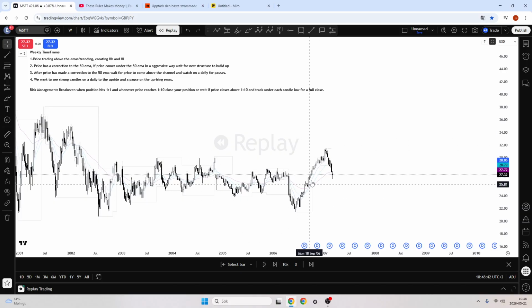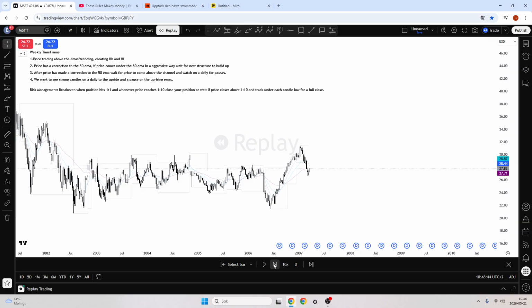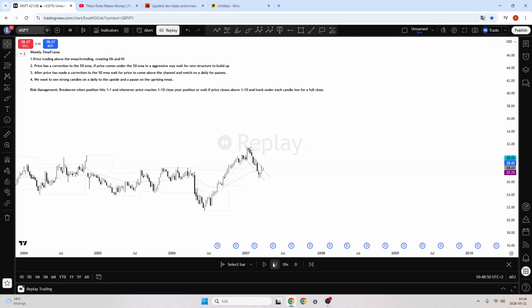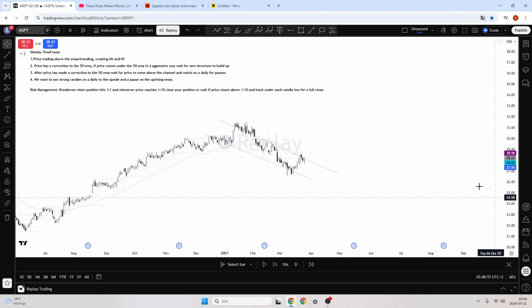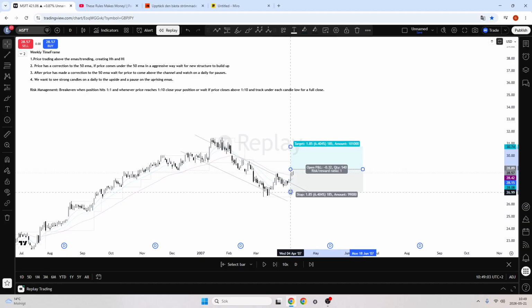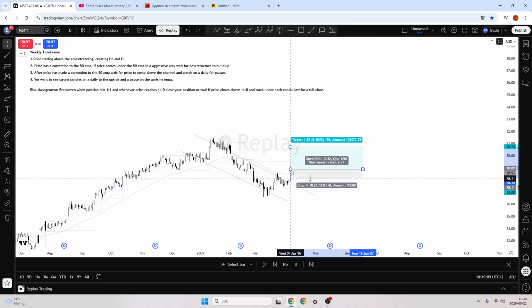So now we have a build-up structure right here. So let's see if we are pausing right here. I think this is a channel, guys. So if we get above this channel, I will start to watch. We can even start to watch on a daily here for opportunity. So what I want to see here is price to get above the EMAs and pause. So this is a pause above the EMAs, so I will simply take this and throw my stop under this low right there.